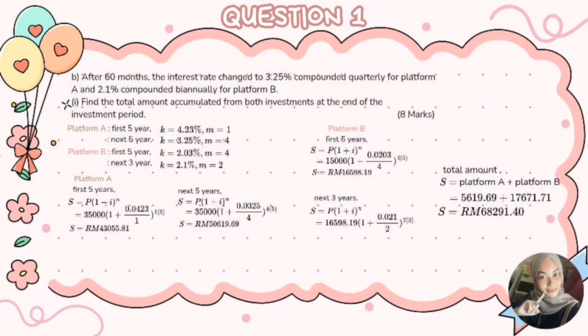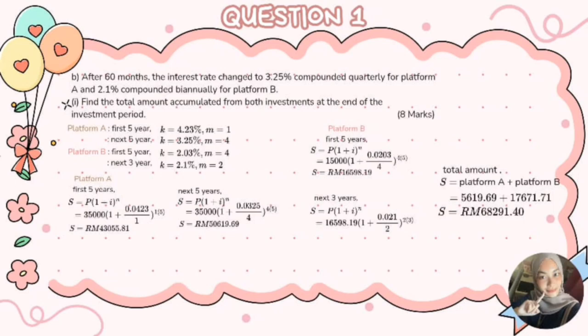After 16 months, the interest rate changed to 3.25% compounded quarterly for Platform A and 2.1% compounded biannually for Platform B. So find the total amount accumulated from both investments at the end of the investment period. By using the formula, future value equals principal times (1 + i) to the power of n. First step, we need to calculate the amount after the first 5 years with the original rate. And then we use the S1 as the new principal and calculate the amount for the next 5 years with the new rate, which is 3.25% compounded quarterly.